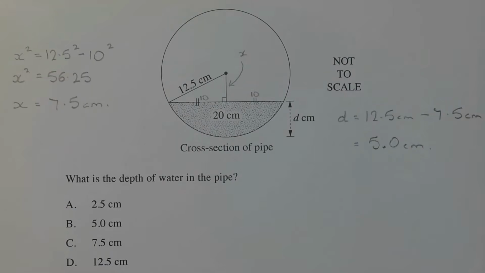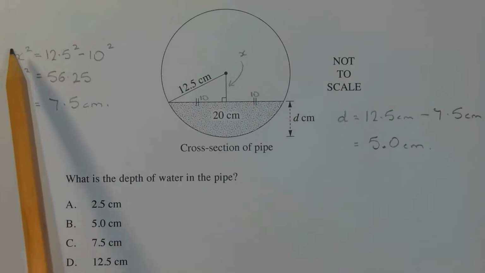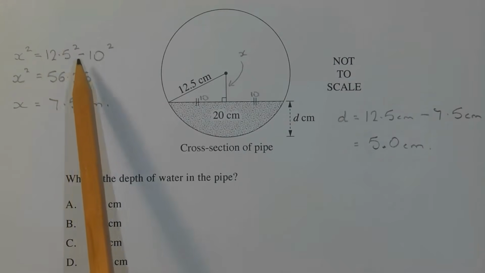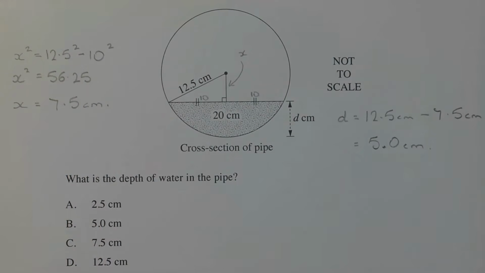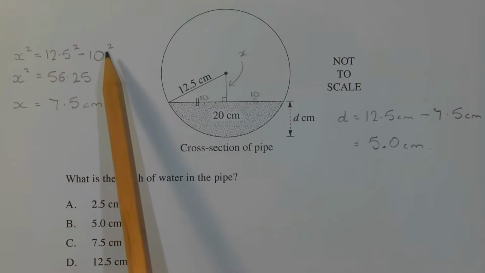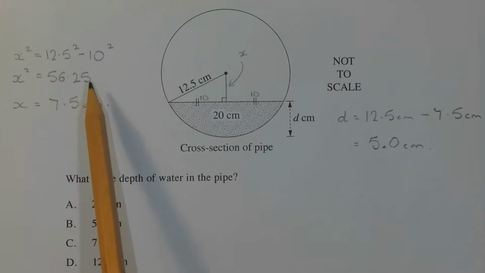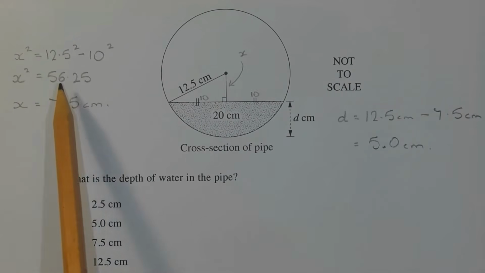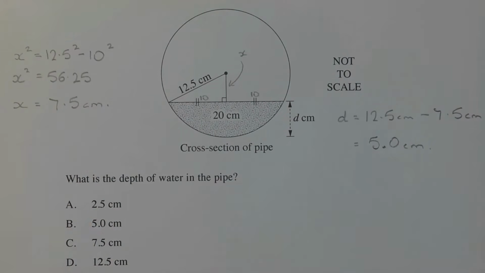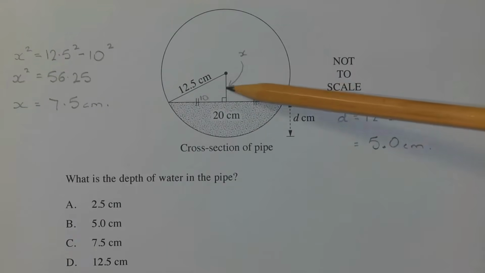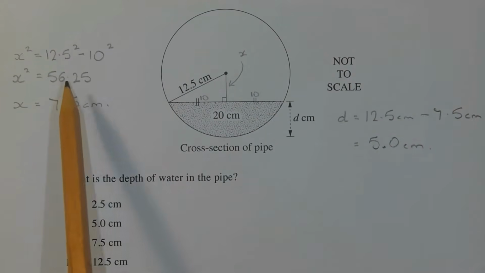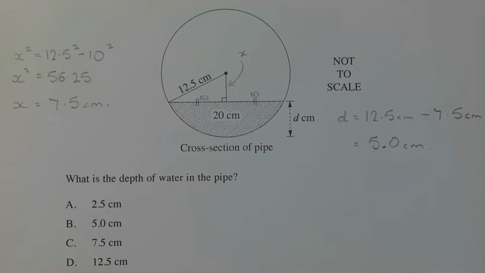So applying Pythagoras' theorem, and in particular the subtraction version, since we're trying to find the length of a short side, we have x squared is equal to 12.5 squared minus 10 squared. And 12.5 squared minus 10 squared evaluates to 56.25. So we have x squared is equal to 56.25, but we want the value of x, not x squared. So we need to take the square root of 56.25 to get the value of x, which is the length of this short side. And the square root of 56.25 is 7.5 centimetres.